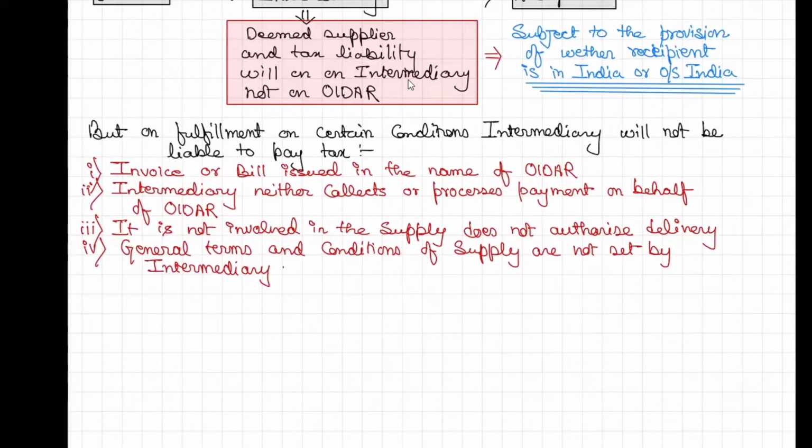Okay. The fourth point is more logical. The fourth and first points are more logical than these two. Correct. What does it say? General terms and conditions of supply are not set by the intermediary. It means whatever the general terms in this purchase or this supply are, they are not set by the intermediary. It is set by OIDAR. Correct.